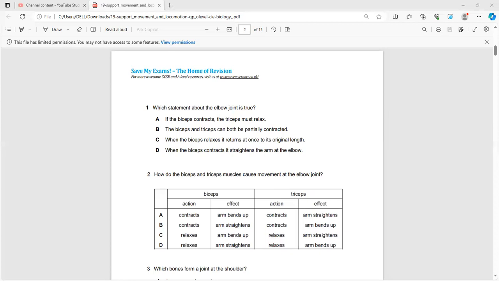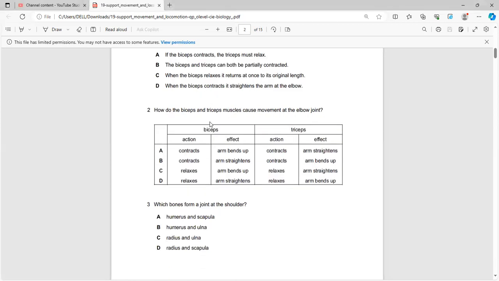Now, in question number two, they ask us about the effect of the biceps and triceps muscle on the action. So when the biceps muscle contracts, the arm is flexed up and it bends. So the option here is A. And when the triceps contract, the action is that the arm straightens up.